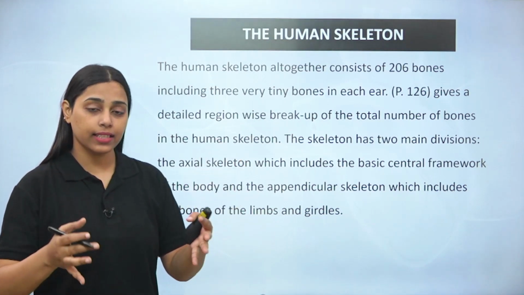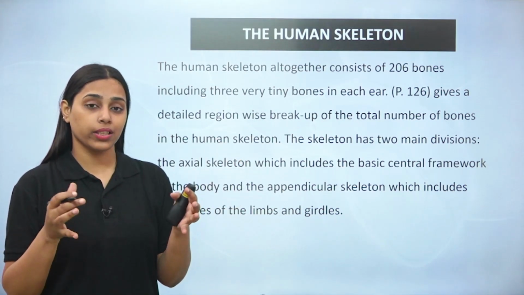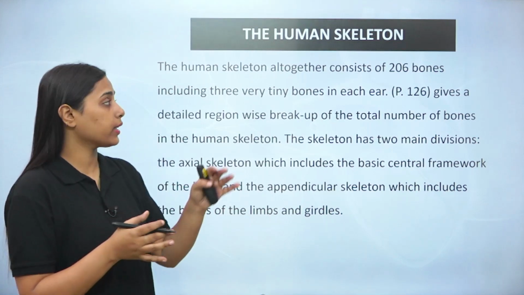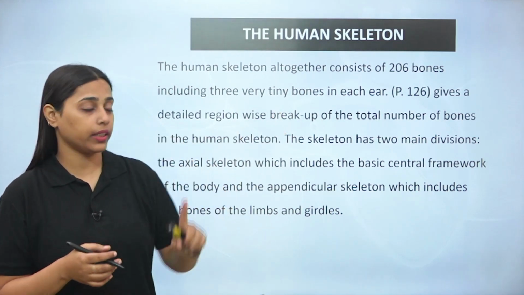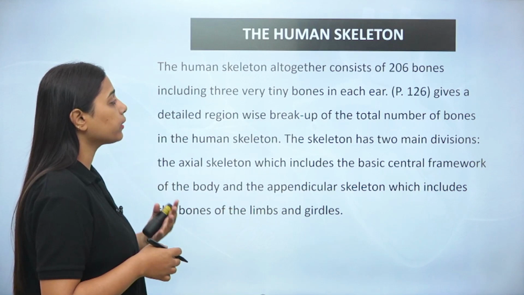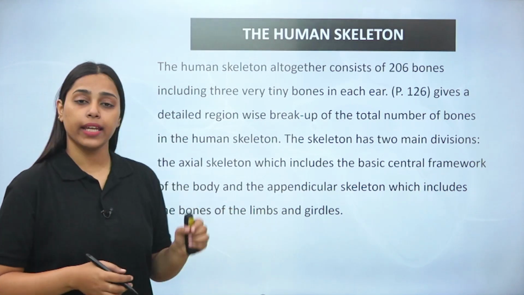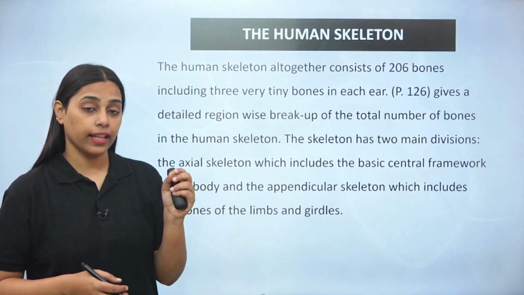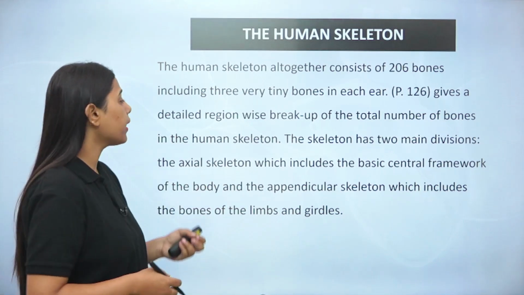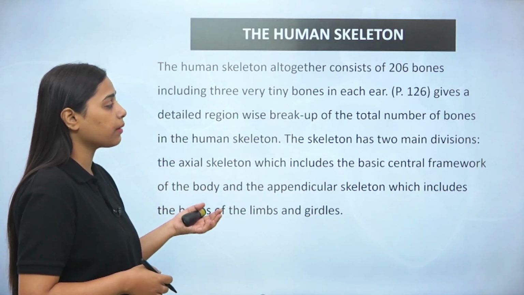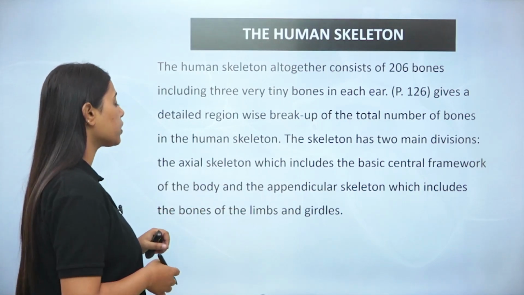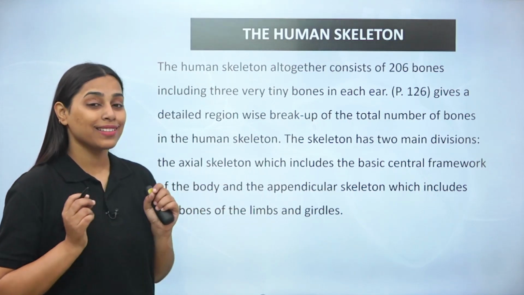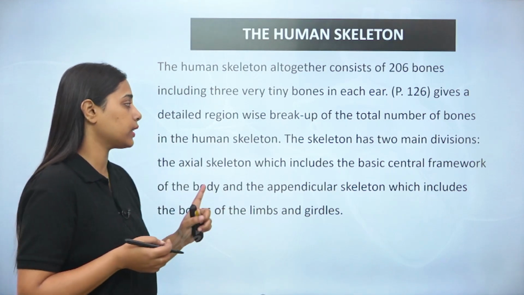But as it grows, the infant's bones get fused together and ultimately it ends up at 206 only, including 3 very tiny bones in each ear, that is the bones of the ear which are incus, malleus and stapes. It gives a detailed region-wise breakup of the total number of bones in the human skeleton. You can easily count these 206 bones.